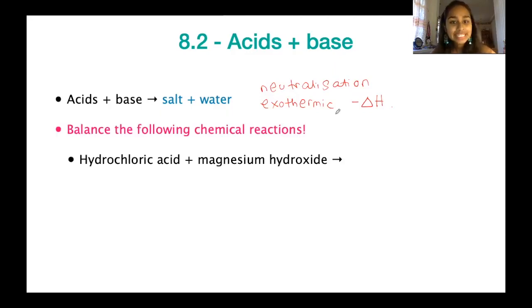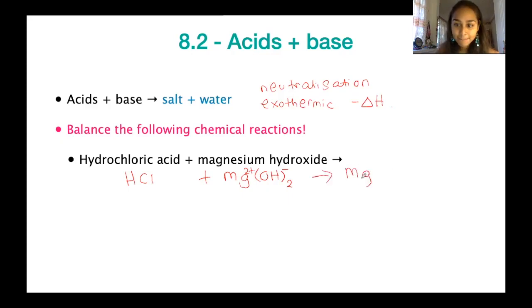So let's look at a couple of other chemical reactions to balance out. We're going to go a little bit quicker through these ones. So HCl plus magnesium hydroxide. Magnesium has a charge of 2 plus, hydroxide minus. Therefore, I'm going to balance that out by adding a 2 at the back of my hydroxide. I'm going to make a salt. My salt is going to be a metal and the non-metal from the acid, so MgCl.